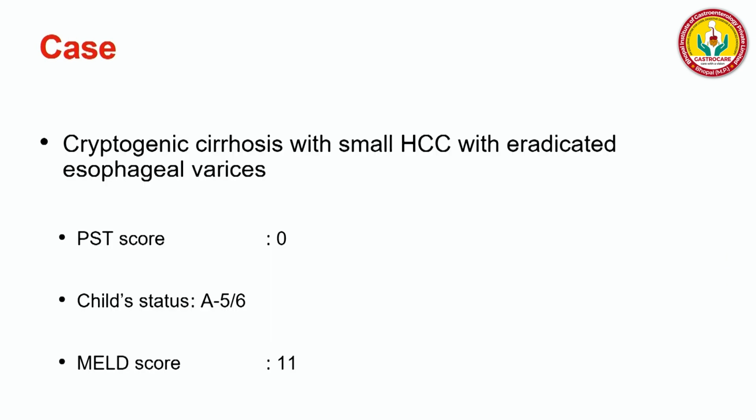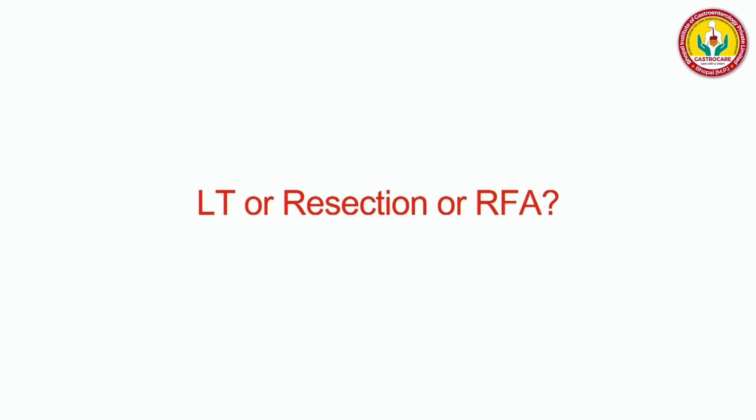So cryptogenic cirrhosis, small HCC, eradicated varices, performance status 0, Child status A5/A6, MELD score of 11. Here we have all curative options available. We can do ablation, we can do resection, and we can do transplant. I will not offer TACE or TARE or SBRT to this patient because, I'll remind you, they are not curative, they are palliative. So let's talk about that.